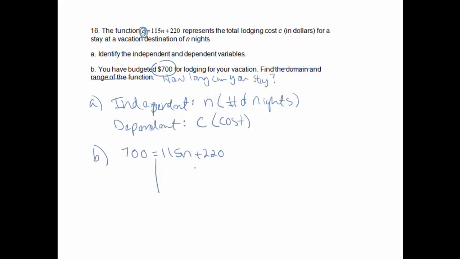Okay, and then I'm going to solve that for n. So I'm going to, if you want to draw a line, that's fine. I'm going to subtract 220 from both sides. Let's see, 700 minus 220 is going to be 480. And that's going to equal 115n, and I do not have a calculator, but if you'll give me a second, I'll find my calculator. And from here, I'm going to be taking 480 divided by 115.